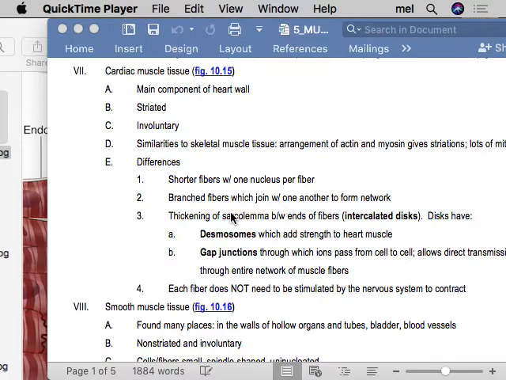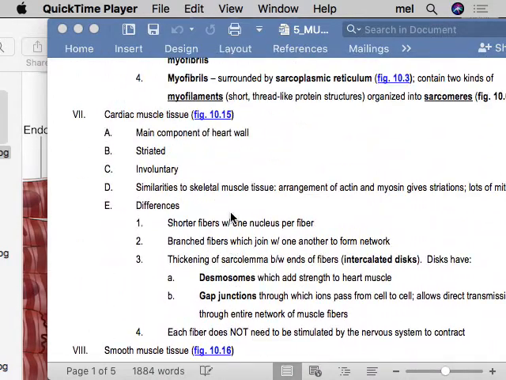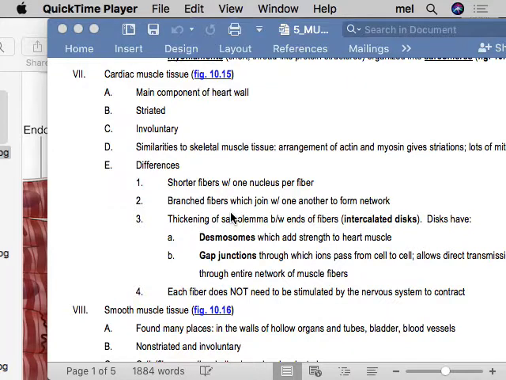Okay. So let's finish up the muscle and talk about just, all we're going to do is really quickly compare and contrast cardiac muscle tissue to skeletal muscle, and then smooth muscle to skeletal muscle. We didn't go into a ton of detail about these like we did with skeletal muscle. And then we're going to get into skin today.